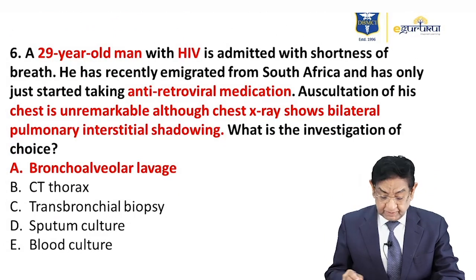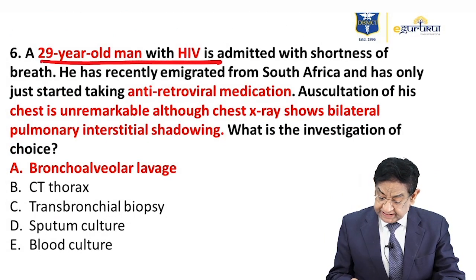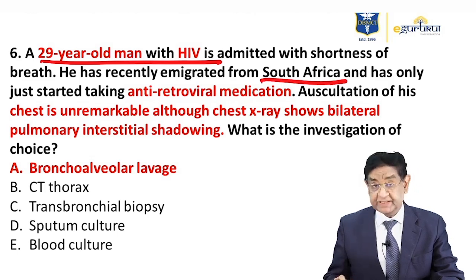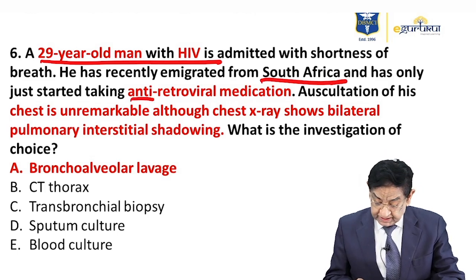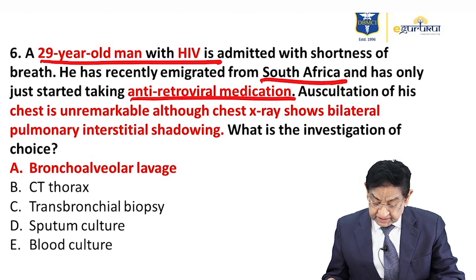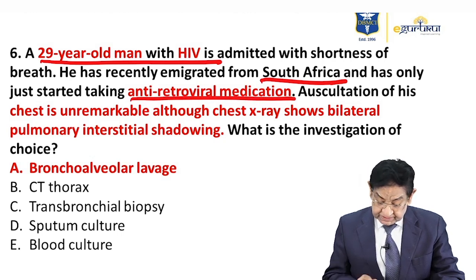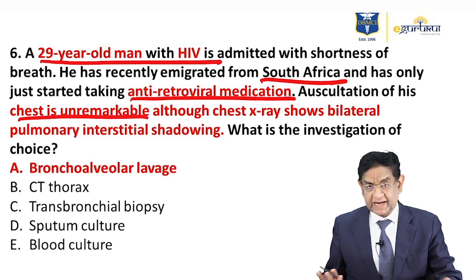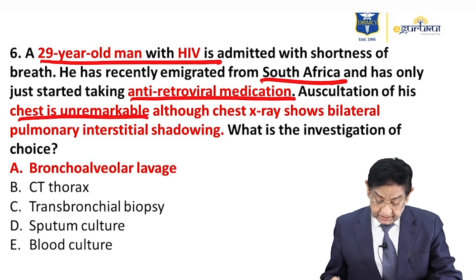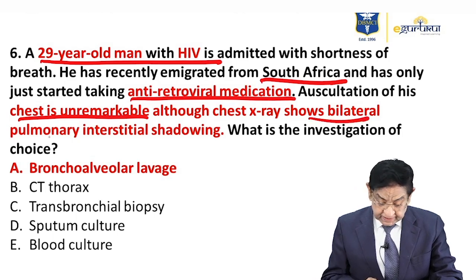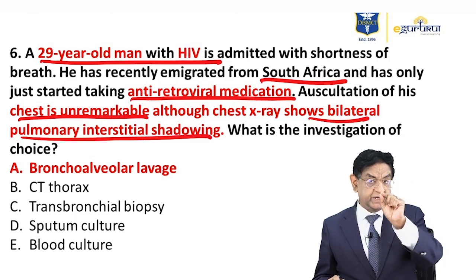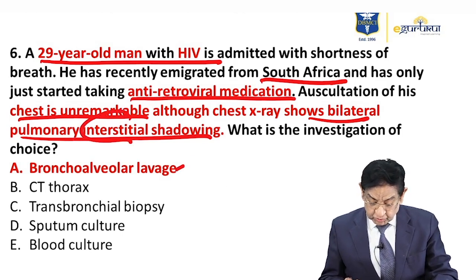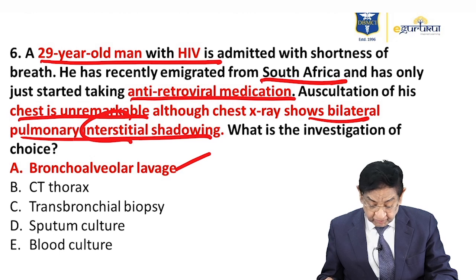Well, we got another patient, a 29-year-old with HIV. He has come from South Africa where HIV is very common, and started taking anti-retroviral drugs. Chest is unremarkable, which means there is no clinical finding, but a chest X-ray shows bilateral interstitial shadowing. Point to be noted. So what's the next investigation? You go for bronchoalveolar lavage.